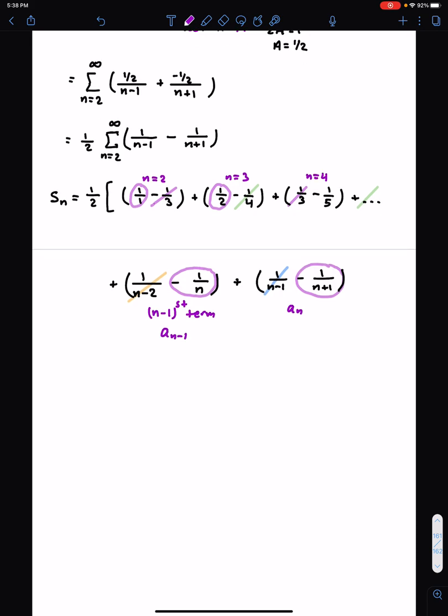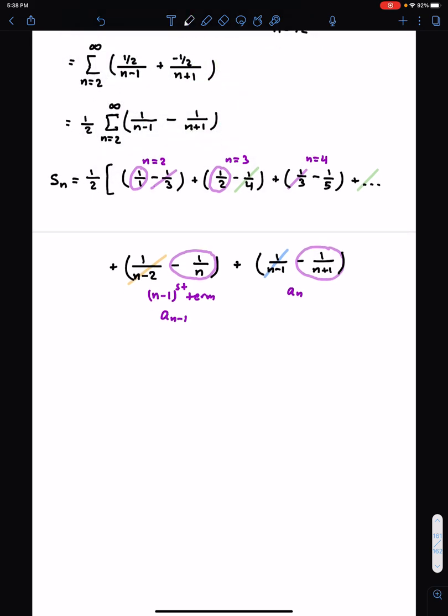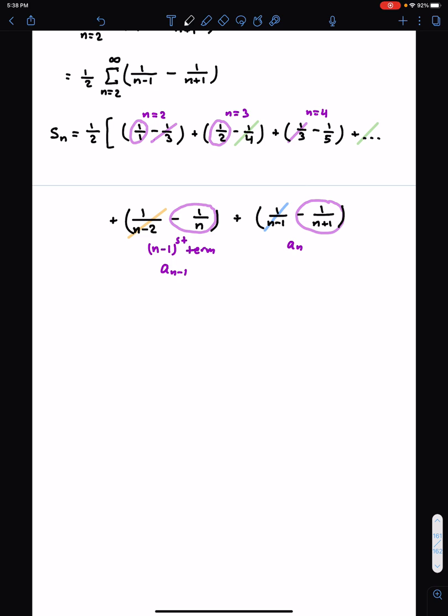So the nth partial sum is equal to 1/2 times 1 plus 1/2 minus 1 over n minus 1 over n plus 1.